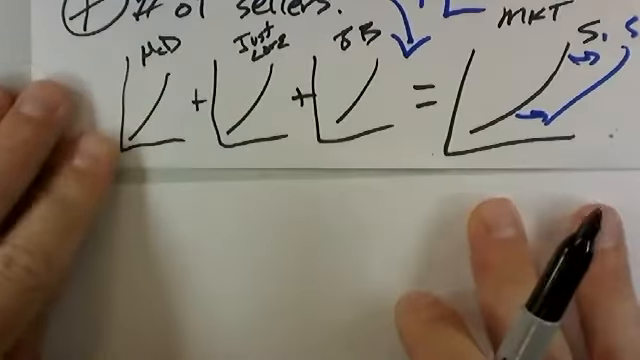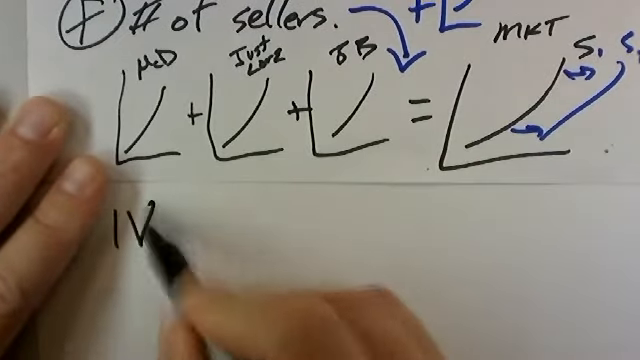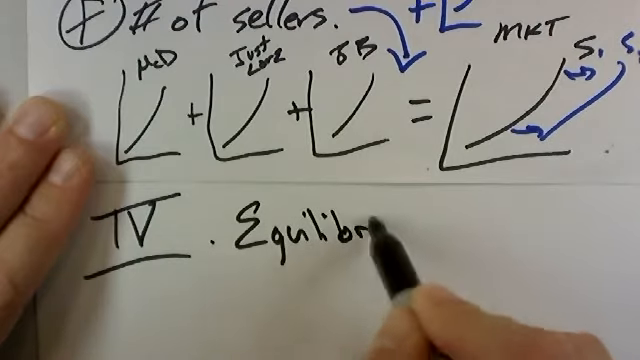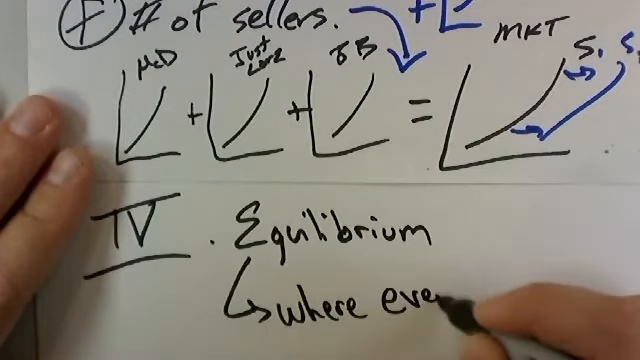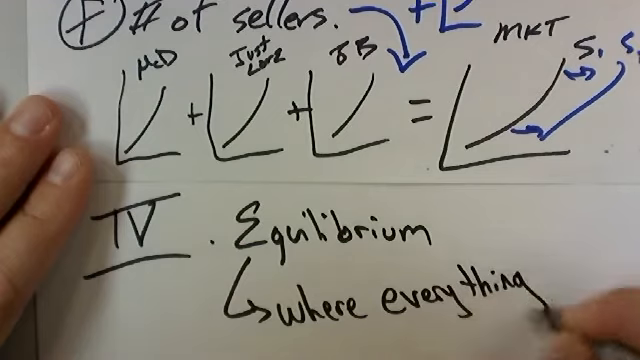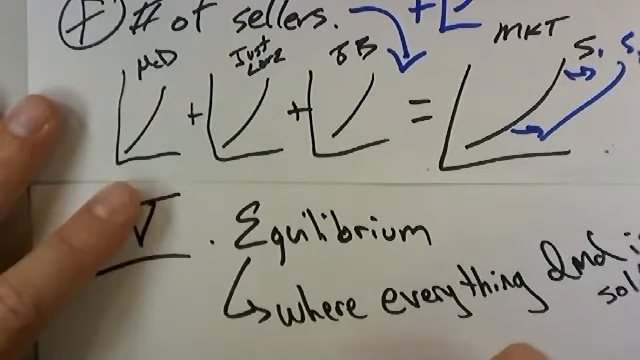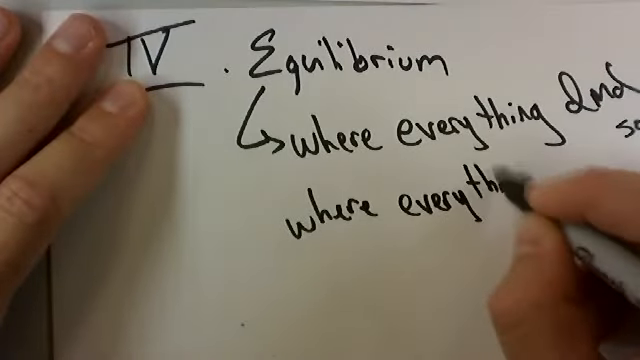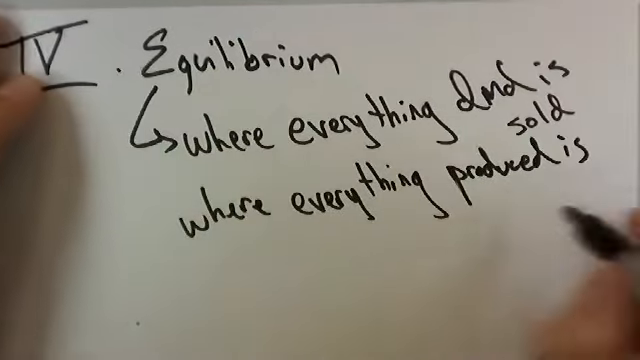All right, so we're going to put all of this together in order to get something called equilibrium. A magical place where everything demanded is provided, is sold, and also where everything produced is sold.